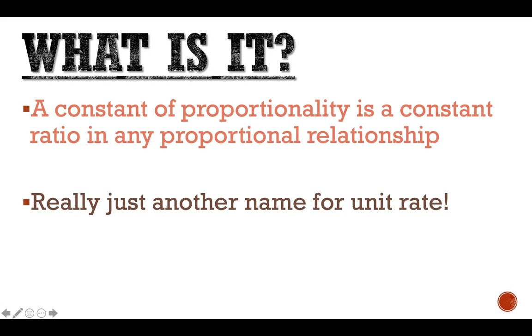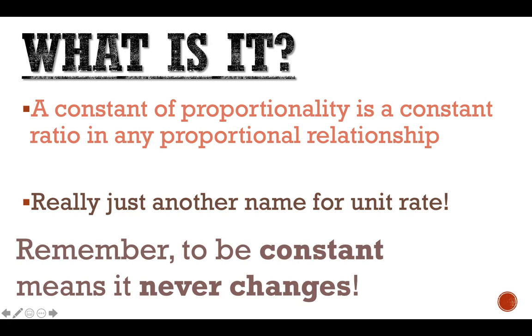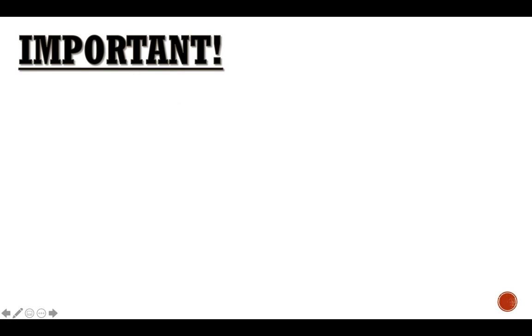So what is a constant proportionality? To sum it up, it's basically a constant ratio in any proportional relationship. We're going to talk about that in a little bit more depth. You already saw the Khan Academy videos, but I'm going to show you what it looks like in these slides too. Also, constant proportionality is basically another name for unit rate. Constant means that it never, ever changes. Okay, if something is constantly going on, it means it's going on always.